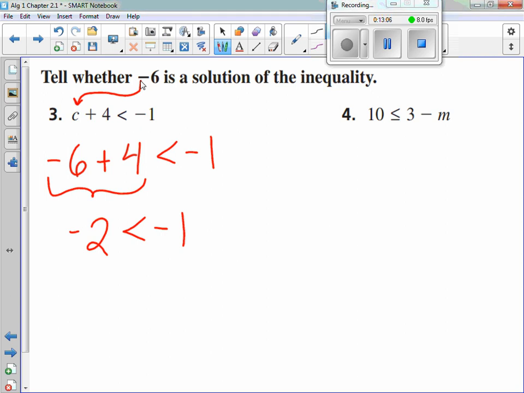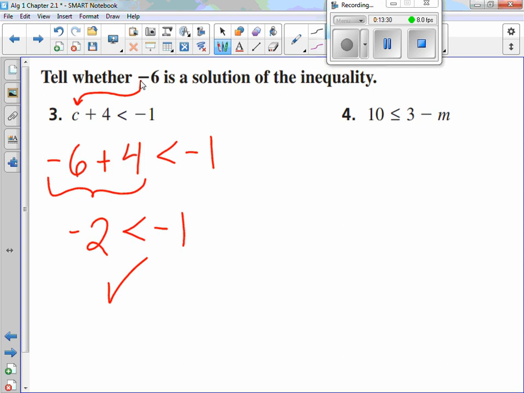Is negative 2 less than negative 1? Because the bigger the negative, the smaller it is, yes? So this is a true statement, because negative $2 is less than negative $1. You don't have as much money, yes?